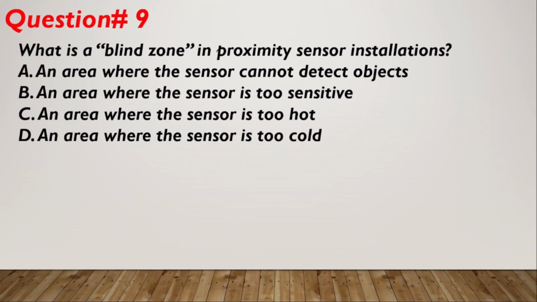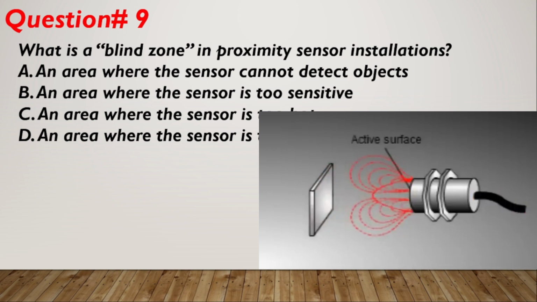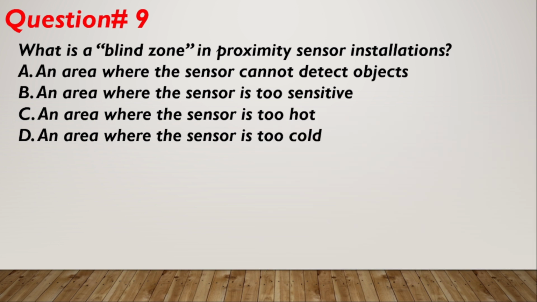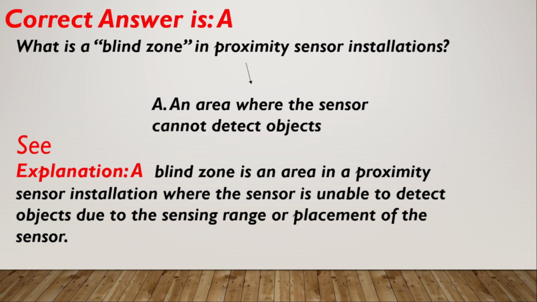Question number 9. What is a blind zone in proximity sensor installations? A. An area where the sensor cannot detect objects. B. An area where the sensor is too sensitive. C. An area where the sensor is too hot. D. An area where the sensor is too cold. Correct answer is A. An area where the sensor cannot detect objects.